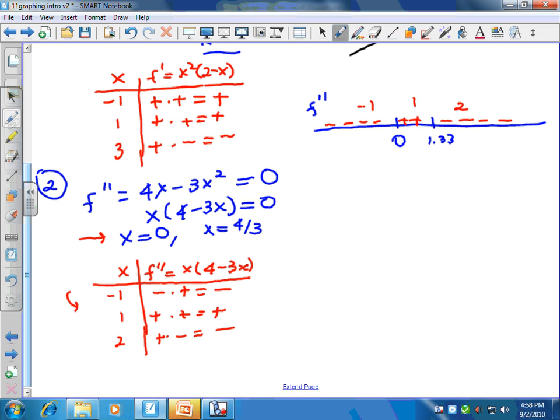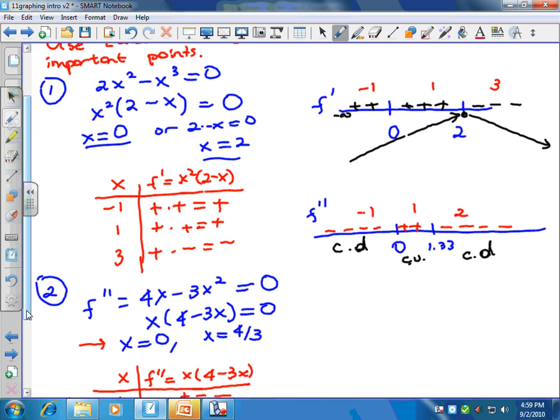So don't draw lines like decrease, increase, because you do not get that kind of information from f double prime. Rather, what kind of information do we get? Concavity, right? So like it's concave down over here, concave up over here, and concave down again on the last region. Since we don't have the original function, we're not going to get y coordinates.